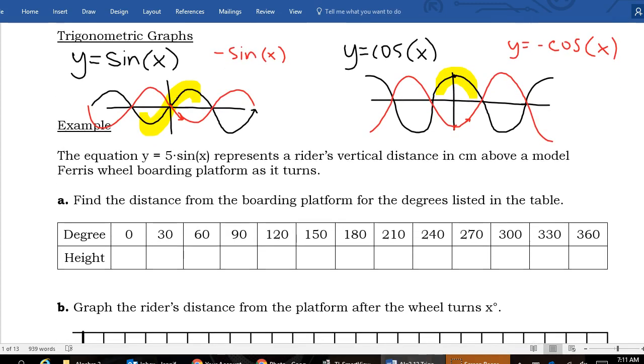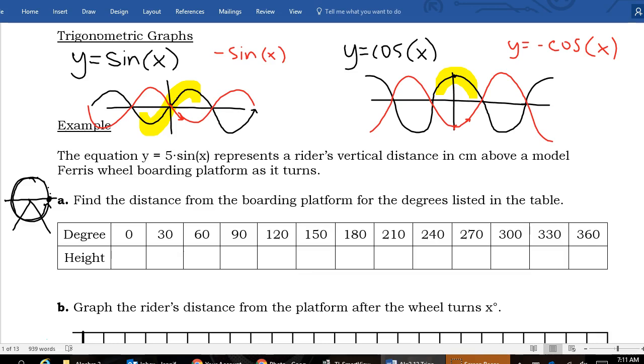We're going to specifically graph the equation y equals 5 sine x. We're using y equals 5 sine x to represent a rider's vertical distance in centimeters above a model Ferris wheel platform as it turns. So if we want to draw a visual representation of that, here's our Ferris wheel, and I'm saying that there's a boarding platform here. So people are getting on the Ferris wheel, and then it goes around and around, and we're talking about the height of the rider as the wheel turns.